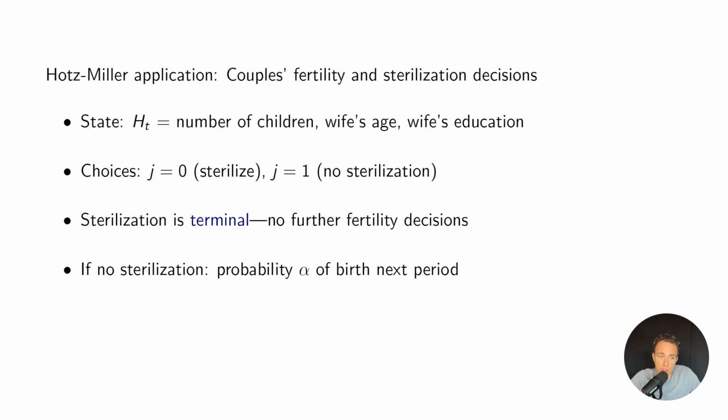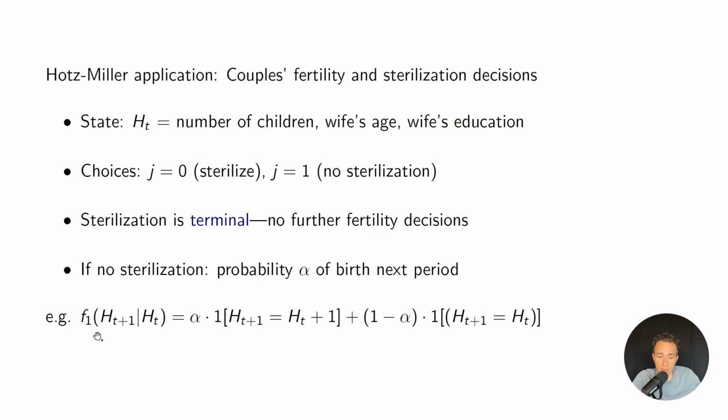And then there are also transitions on the state variable, right? If I don't sterilize, then there's some probability that I'll have a child in the next period. So my state in period t plus 1 will maybe go up by 1 in the number of children entry with probability alpha. So if I choose option 1 in period t, then my state in period t plus 1 is going to evolve according to this formula, where these are indicator functions. And so that's the gist of the Hotz-Miller approach.